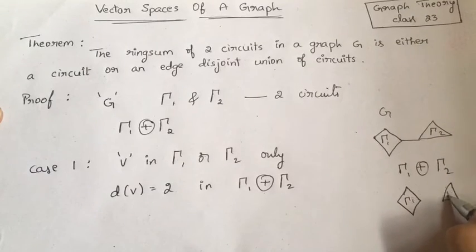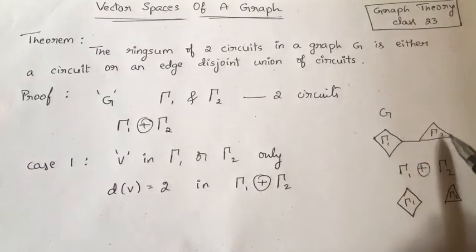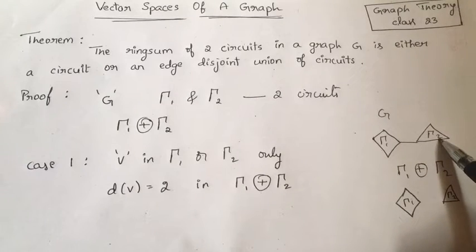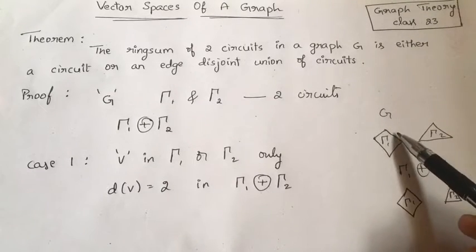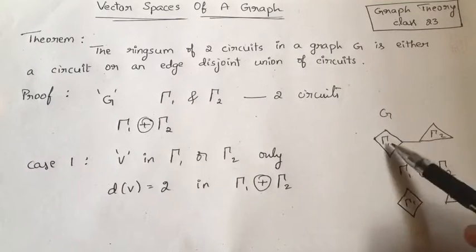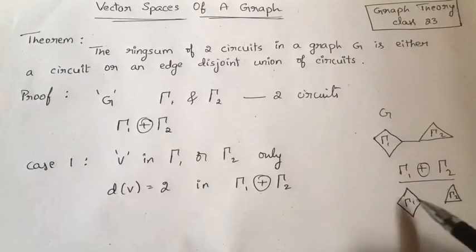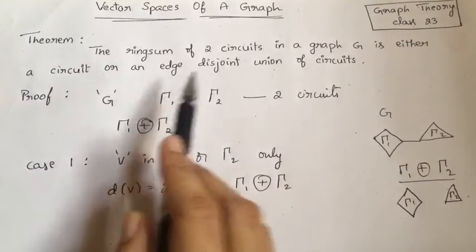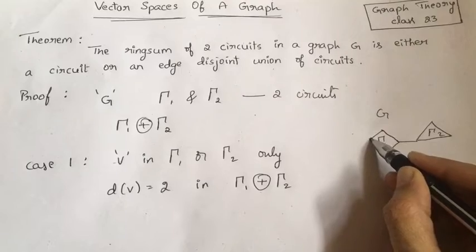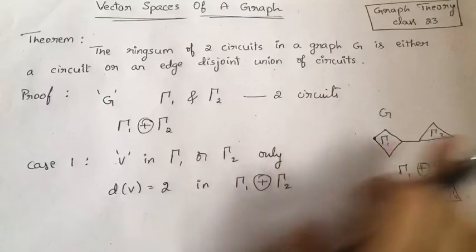This is gamma 1 and this is gamma 2. Ring sum means they have all the vertices of gamma 1 and all the vertices of gamma 2, but the edges have to be either in gamma 1 only or in gamma 2 only. There should not be edges which are in common when I take gamma 1 ring sum gamma 2. This is a disconnected graph in this case. Even if vertex V is in gamma 1 only or in gamma 2 only, its degree must be 2. This is an example.